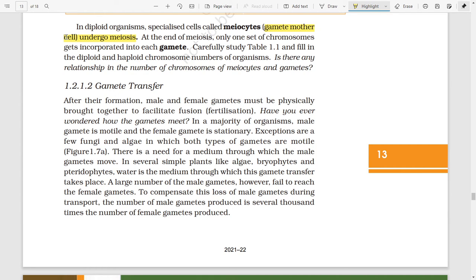Carefully study Table 1.1, which is above, and fill in the diploid and haploid chromosome numbers of organisms. Is there any relationship in the number of chromosomes of meiocytes and gametes? Yes, the gamete number is half.